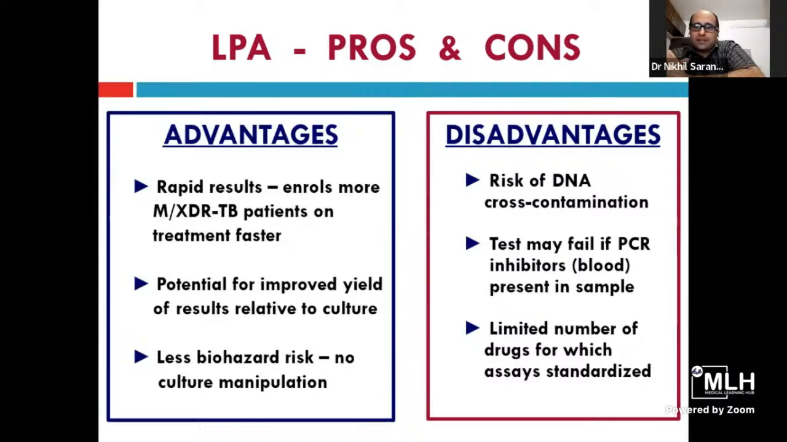The line probe assay advantages are that it helps you give a diagnosis of MDR-TB or pre-XDR-TB also, and there is potential for improved yield of results relative to culture. But there is the risk of DNA cross-contamination. The test may fail if PCR inhibitors such as blood are present in the sample, whether it is sputum or an extrapulmonary sample, and there is a limited number of drugs for which the line probe assay is standardized. Next.